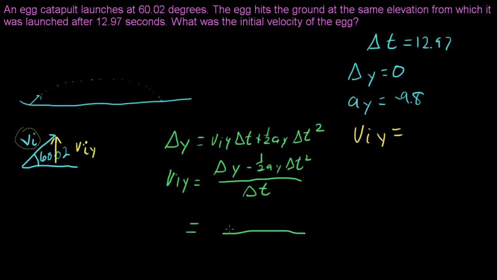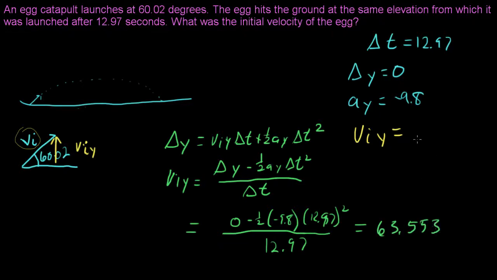Just plug in 0 minus 1/2 times -9.8 times 12.97 squared divided by 12.97 equals 63.553. So VIY is just 63.553. So that's this vector, this component anyway.